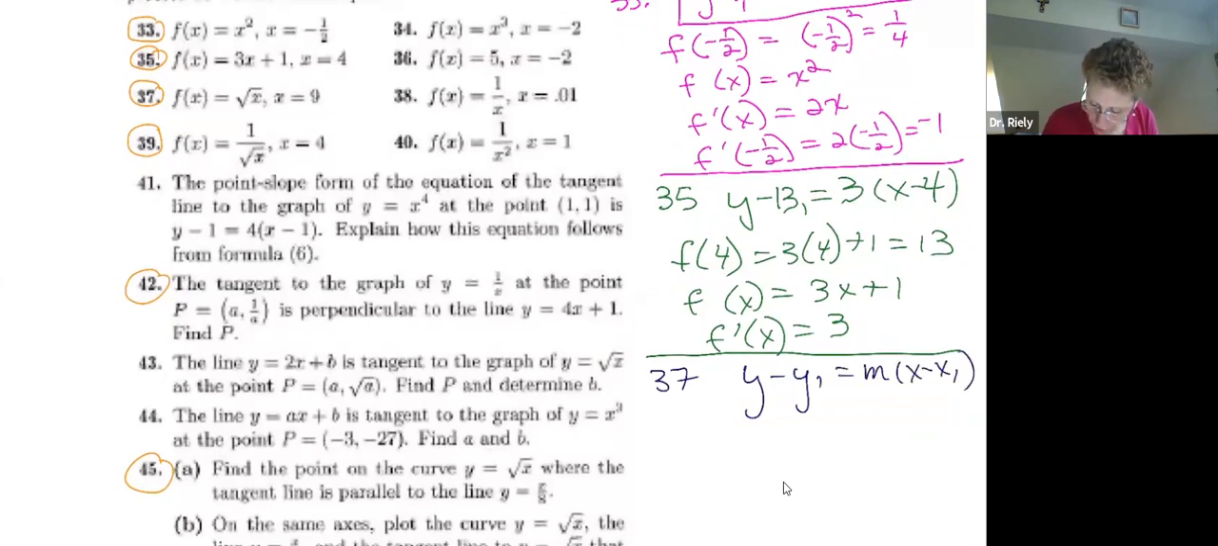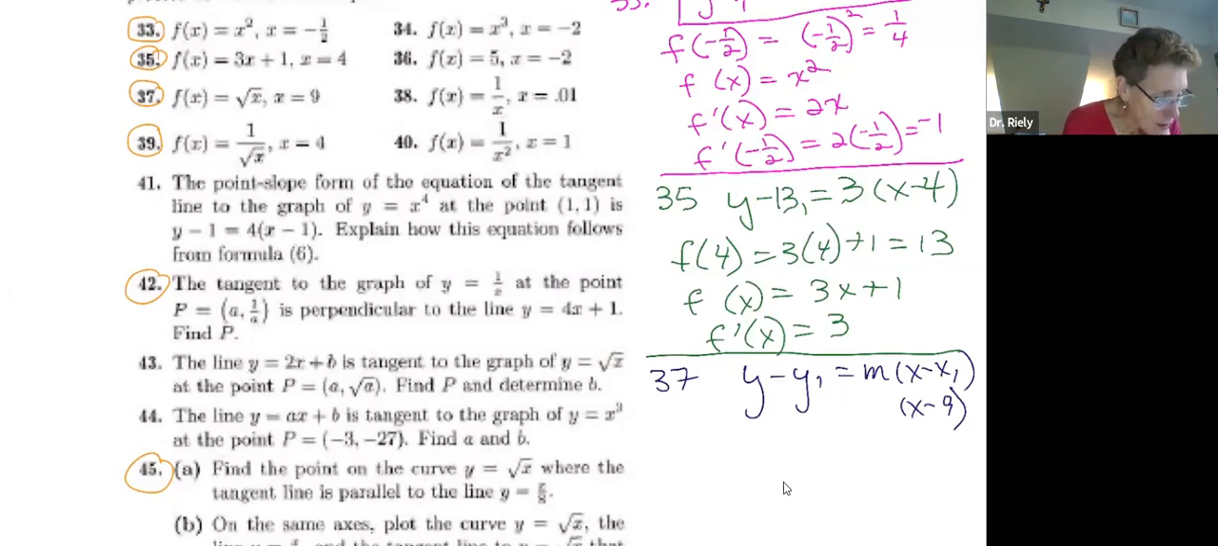And if this works for you, follow me. If you like to do it your way and you're successful, I'm fine with that. I just need to see your work and I need to see your reasoning. Okay, so 37.